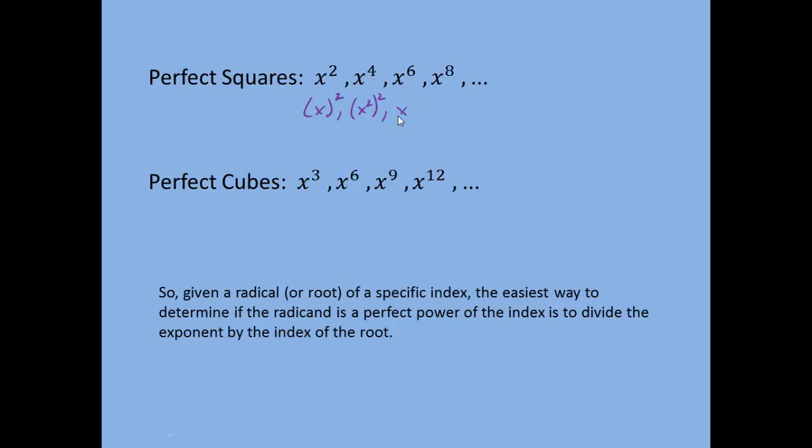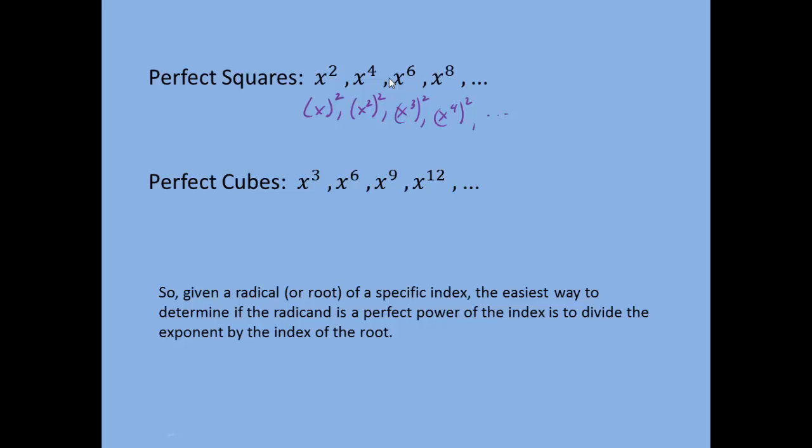X to the sixth is the same as x to the third to the second power, right? 3 times 2 gives you 6. X to the eighth is the same as x to the fourth to the second power. We can continue like this. So for a perfect square, the variable has an even exponent, or an exponent divisible by 2.